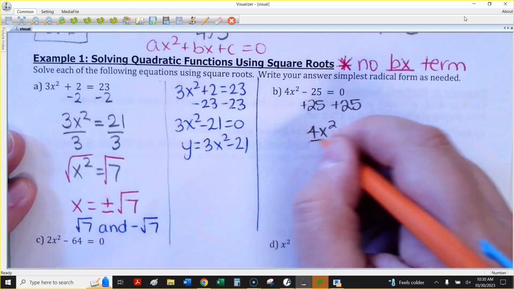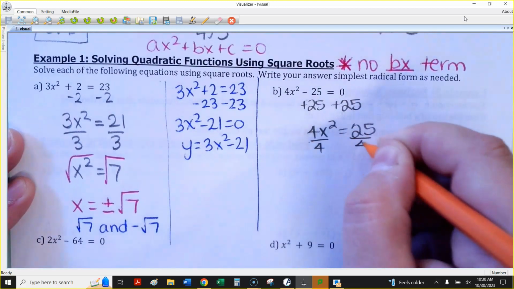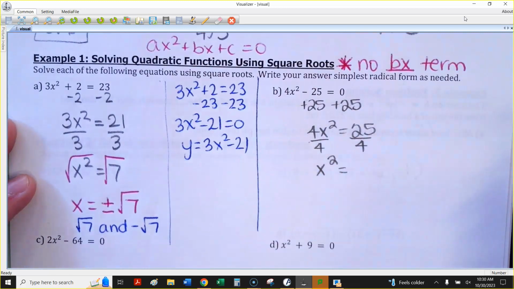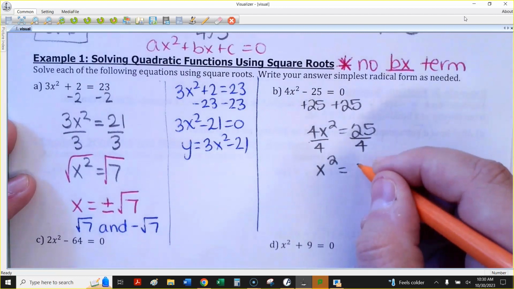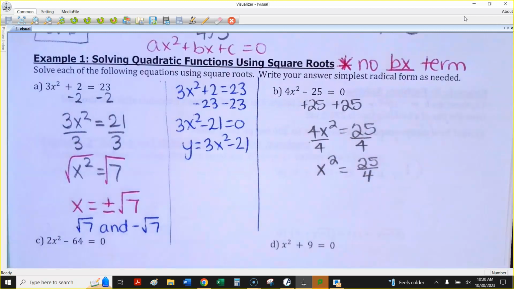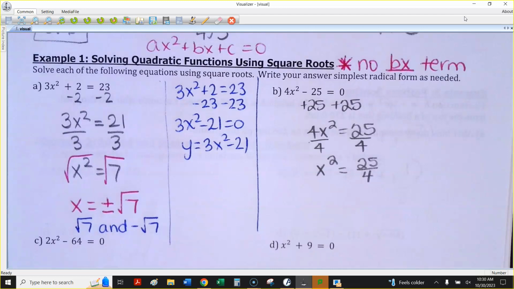So I'm going to divide by 4 here. And if you actually divide that, it's like 6.25. I'm not going to leave it in that format. I'm going to leave it like this. Does anybody know why it might be easier to leave that as a fraction instead of writing that as a decimal? What do you think?